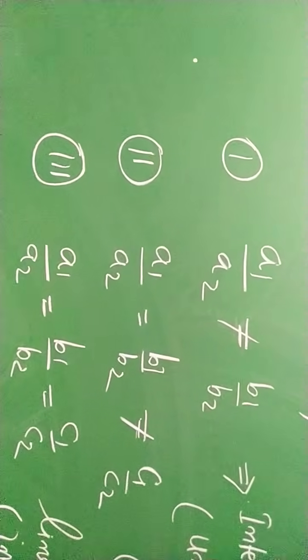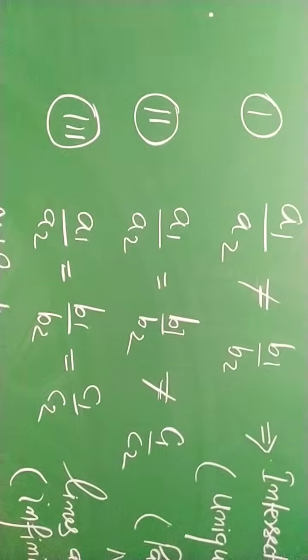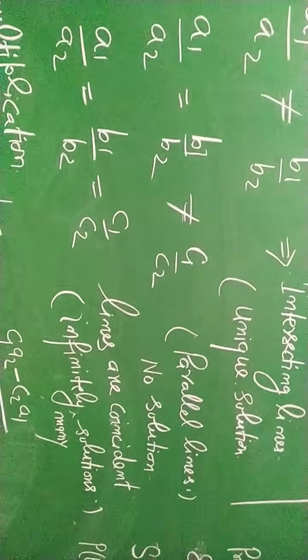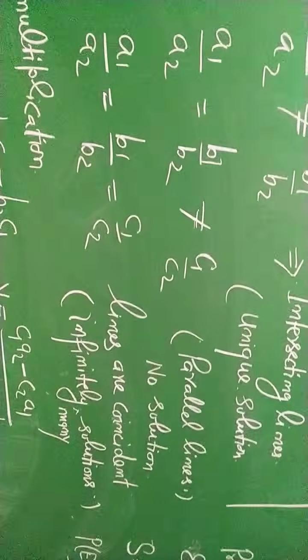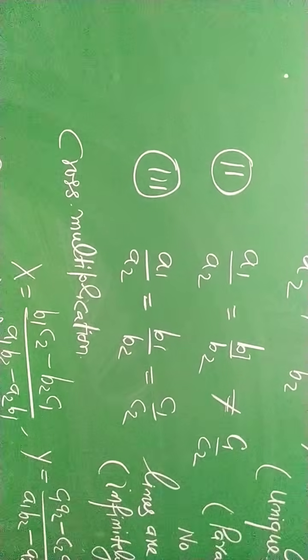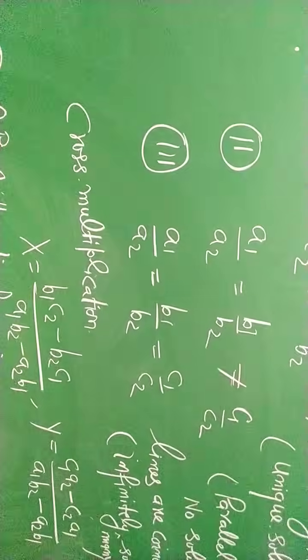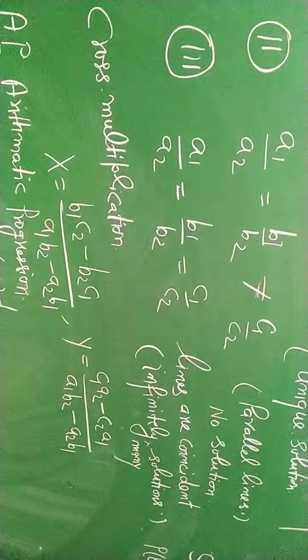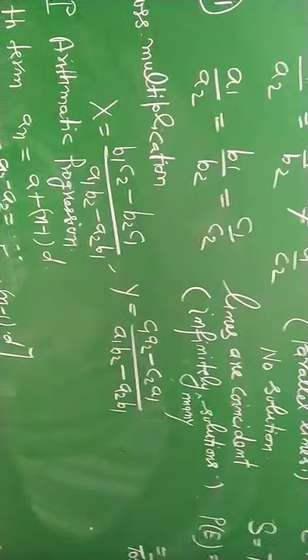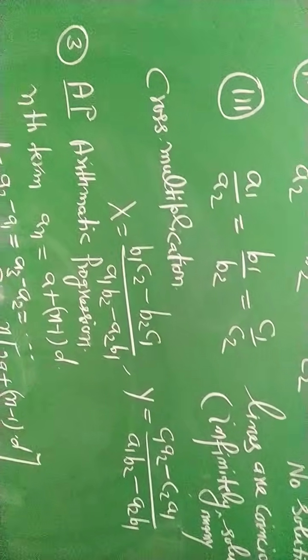And if a1/a2 = b1/b2 not equal to c1/c2, the lines are parallel lines, no solution. And the third property, a1/a2 = b1/b2 = c1/c2. Lines are coincident, infinitely many solutions, that is, infinite solutions.